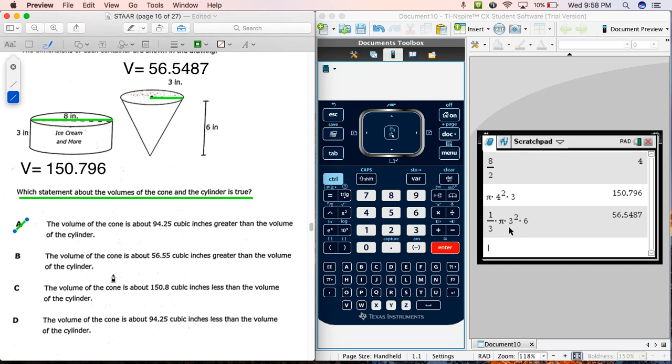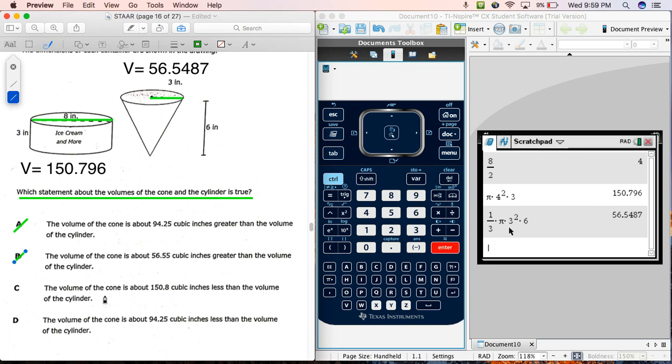It says the volume of the cone is about 56.55 cubic inches greater than the volume of the cylinder. Guys, again, that wouldn't make sense. How is this volume going to be bigger than this volume? That is not possible. So letter B is incorrect. Letter C says the volume of the cone is about 150.8 cubic inches less than the volume of the cylinder.